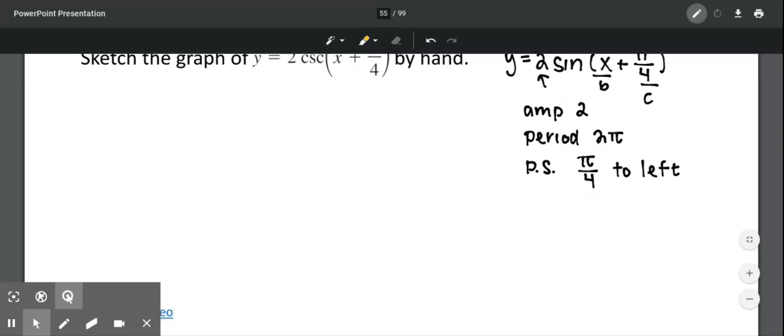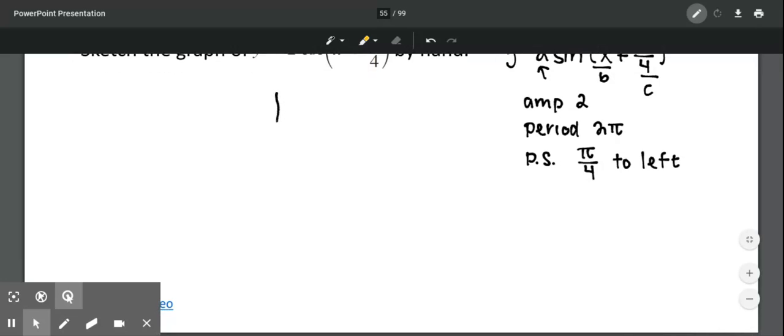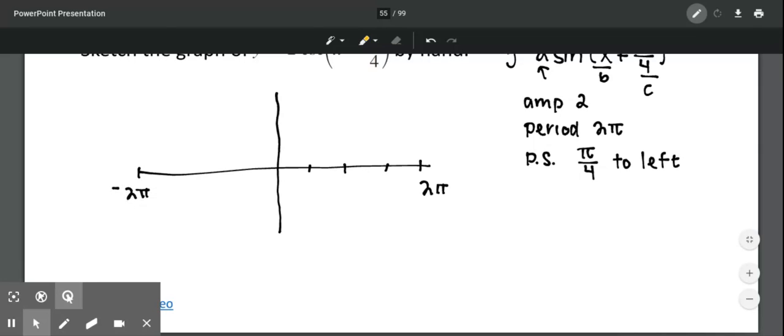All right, so let's draw our sine graph. If the period is 2 pi, negative 2 pi. All right, so our amplitude is 2. So we'll go up to 2 and down to negative 2. And then we're shifting it to the left pi over 4. So we have to think about where pi over 4 is to the left. So this is negative pi, which would mean this is negative pi over 2.